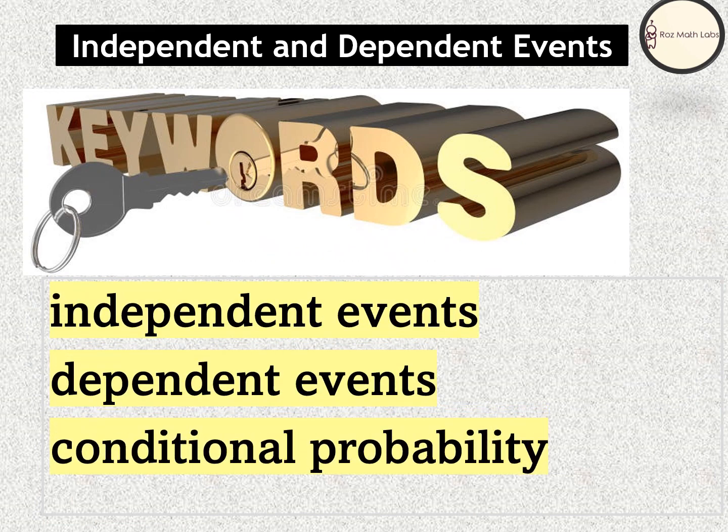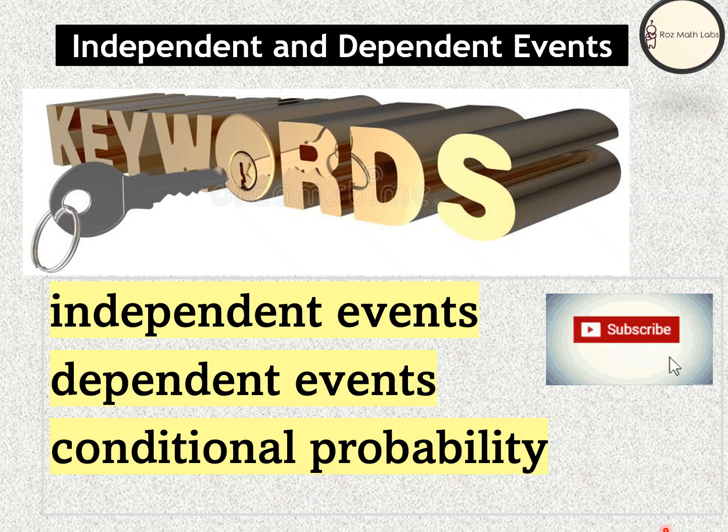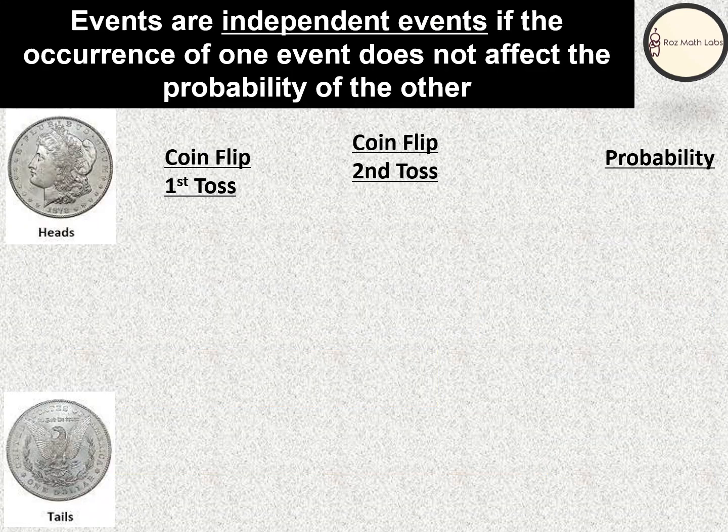So the keywords in our lesson, independent and dependent events, will be independent events, dependent events, and conditional probability. Let us understand what it means. Events are independent if the occurrence of one event does not affect the probability of the other. Let's see an example of independent events by a simple example of tossing a coin. We know it's a fair coin having two sides, heads and tails. We will toss the coin twice and check their probabilities.